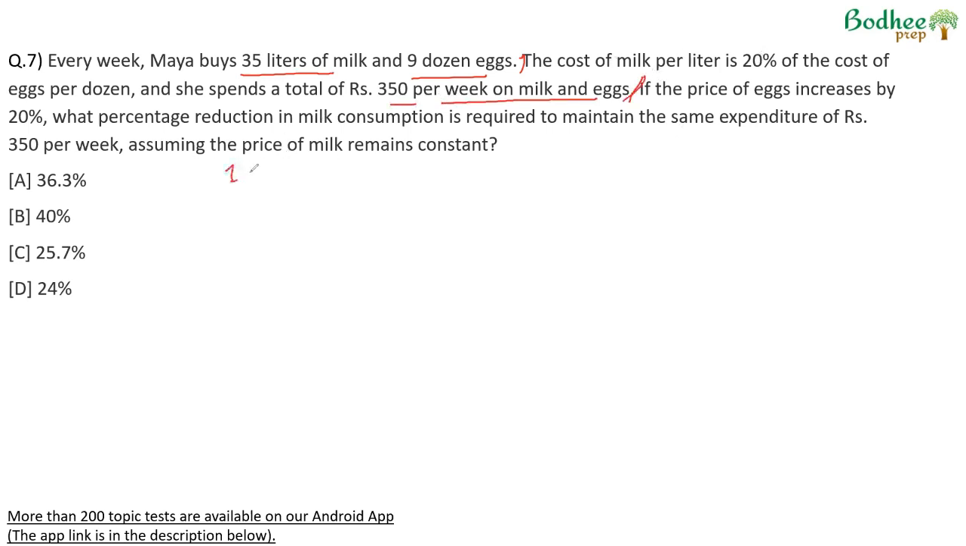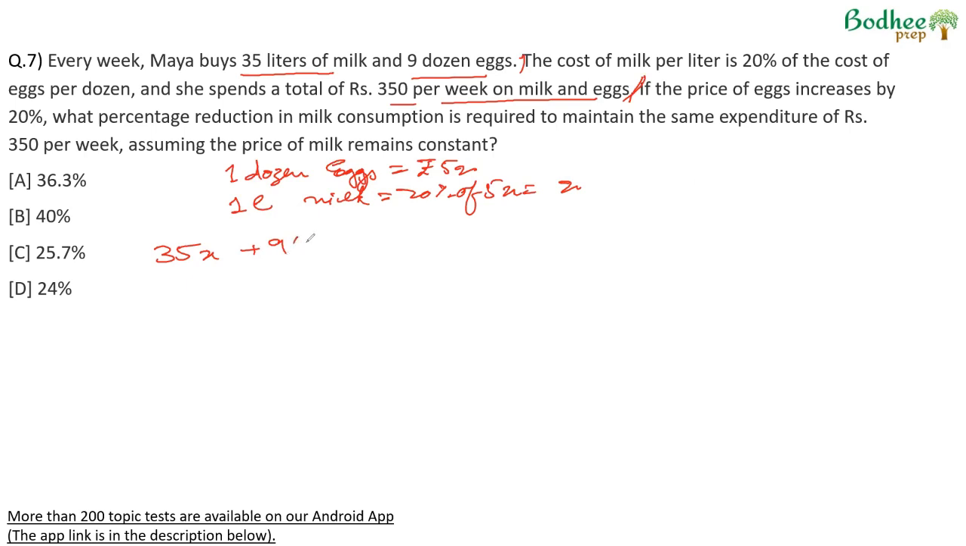So if I say that 1 dozen eggs cost 5x rupees, 1 liter of milk will cost 20% of 5x, which is 1/5 of 5x, or x rupees. According to the question, the milk bought is 35 liters, so the cost is 35x. Eggs bought are 9 dozens, so the cost will be 9 into 5x. This is equal to 350.